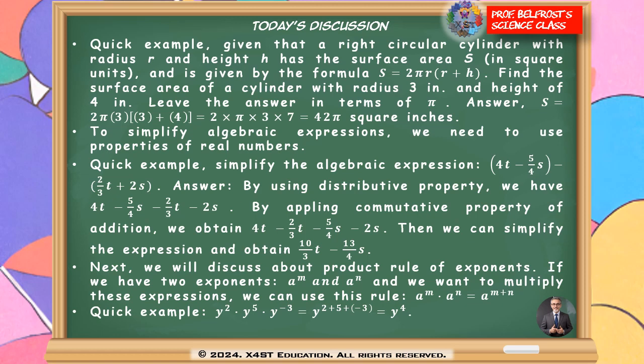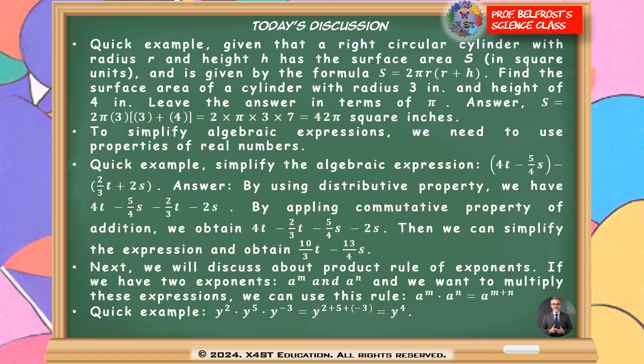Next, we'll discuss the product rule of exponents. Now we start the first rule of exponents, which is the product rule. Say we have two exponents, a to the m and a to the n. See, the base is the same, a. And we want to multiply this expression. How can we do it? We can use this rule: a to the m times a to the n is equal to a to the m plus n.